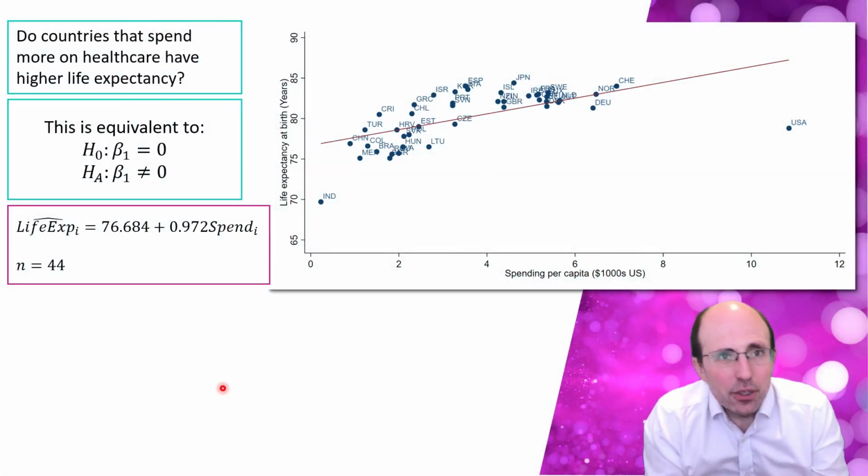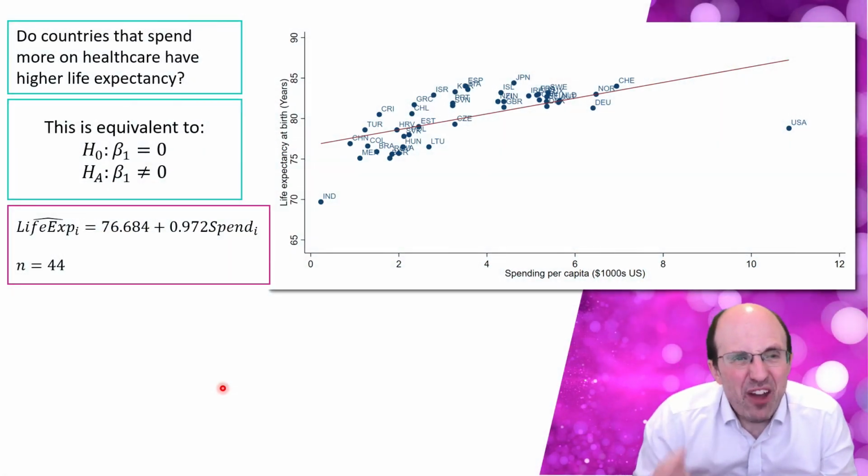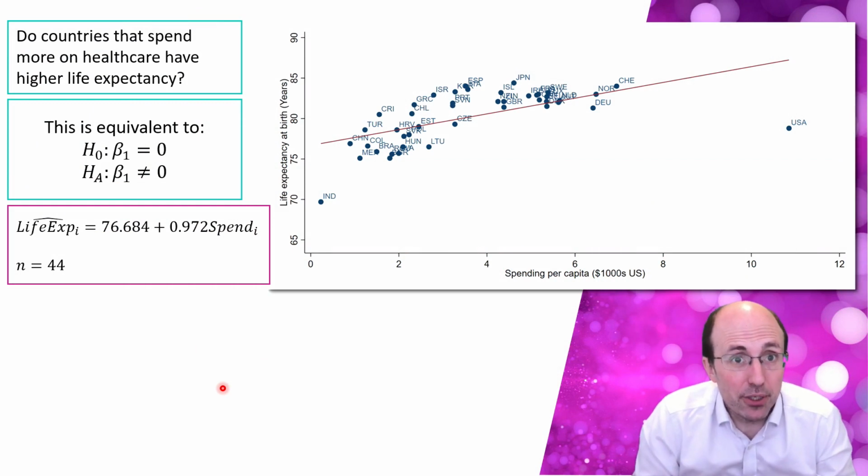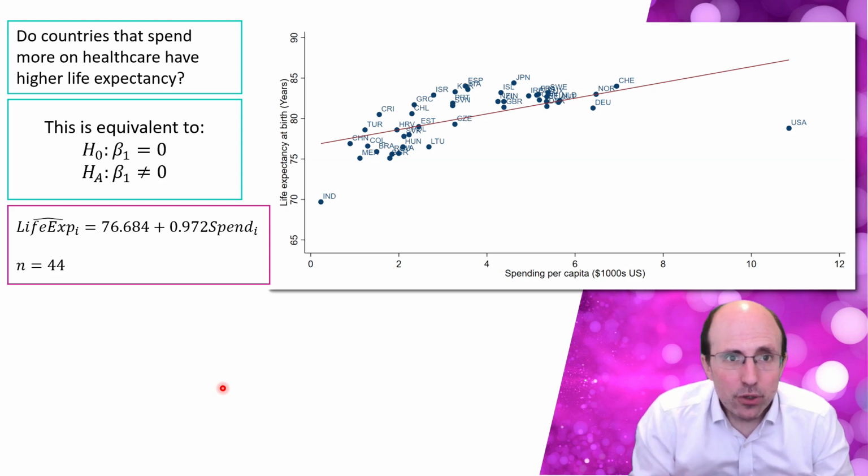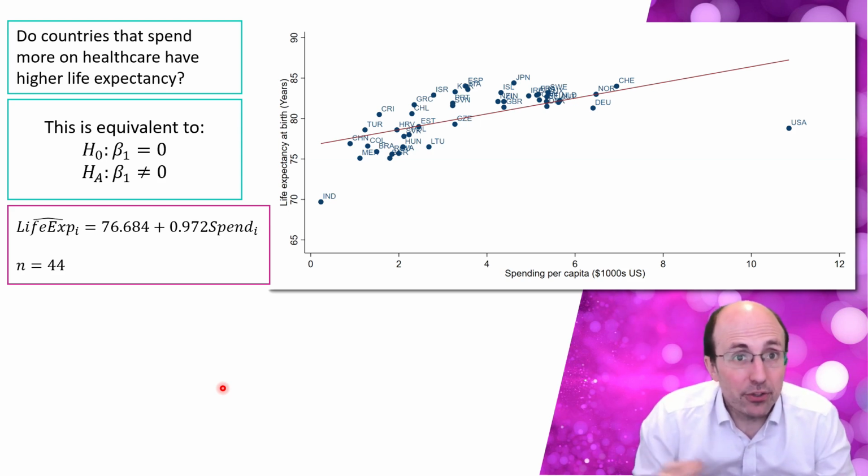Now, you'll be glad to know you probably very rarely have to calculate these kind of estimates of the variance manually. In reality, software packages will do this for you. So let's look back at our example of spending on healthcare and the impact on life expectancy.